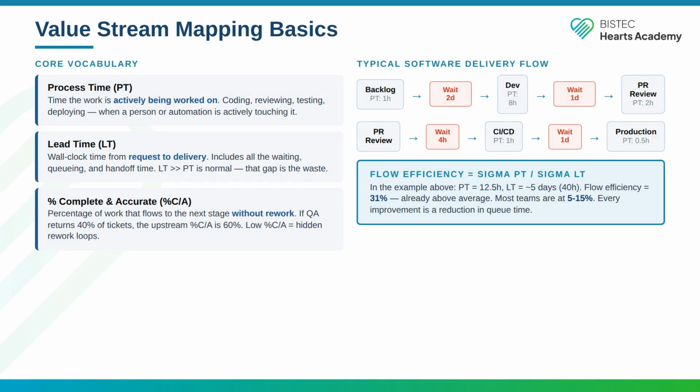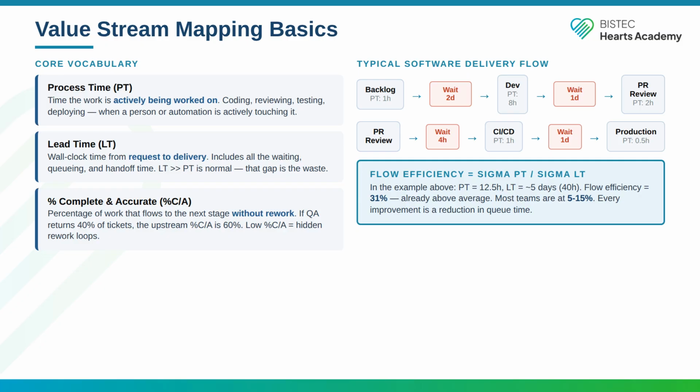Value stream mapping comes from lean manufacturing. The idea is to draw the full sequence of steps that a piece of work goes through from request to delivery, and for each step record 2 numbers: process time, which is how long the work is actively being worked on, and lead time, which is the wall clock time the work spends in that step, including all waiting.